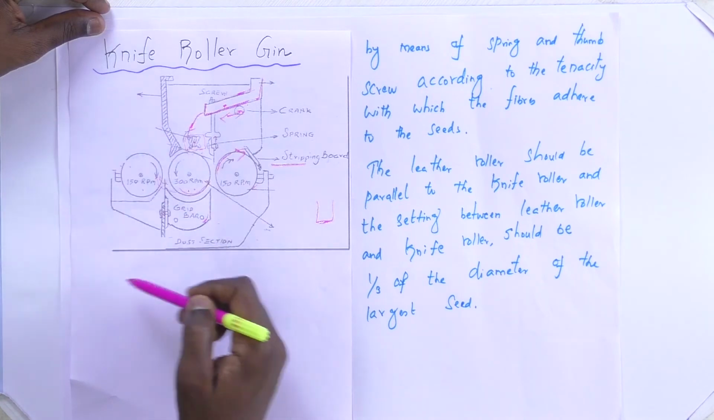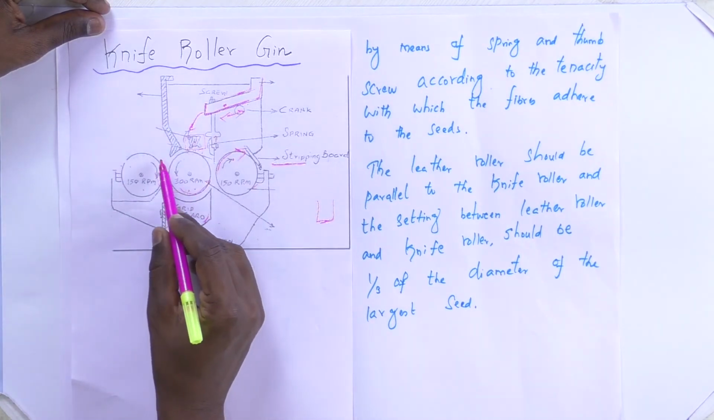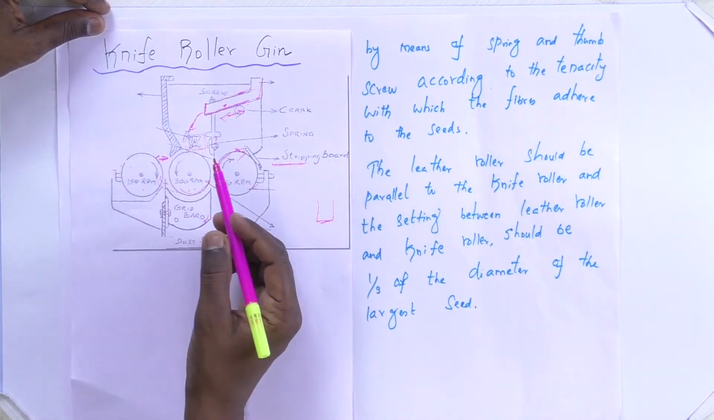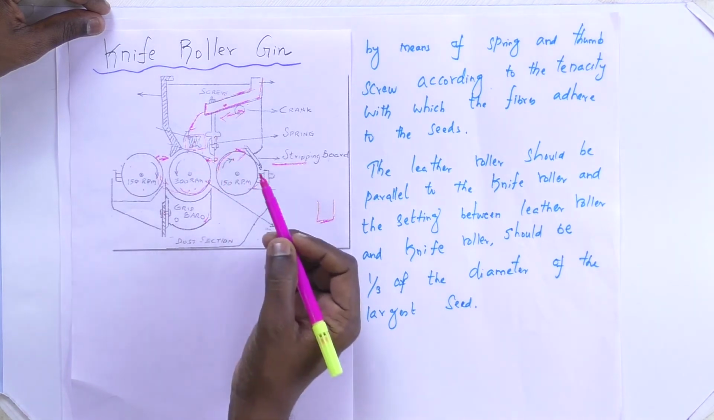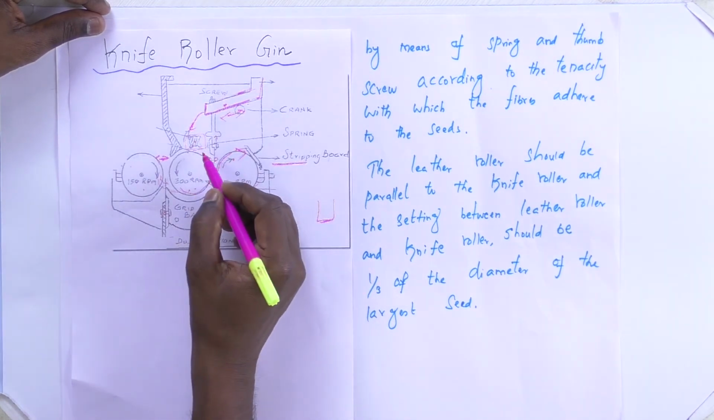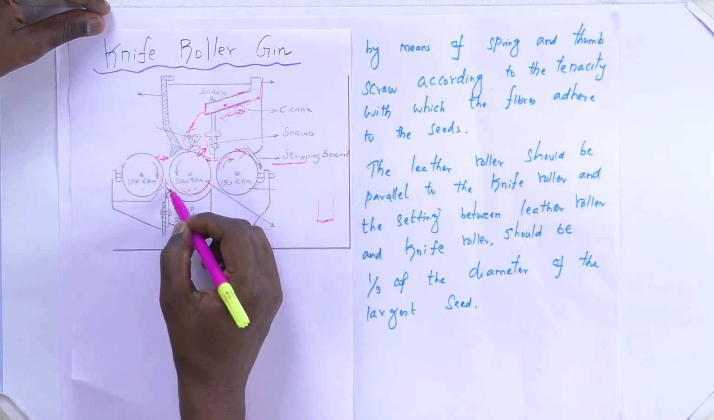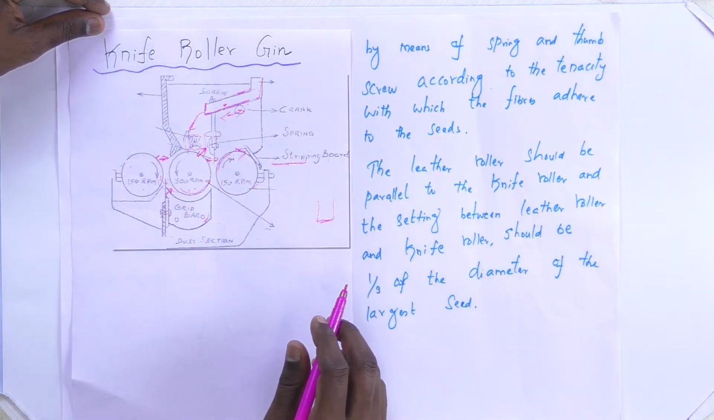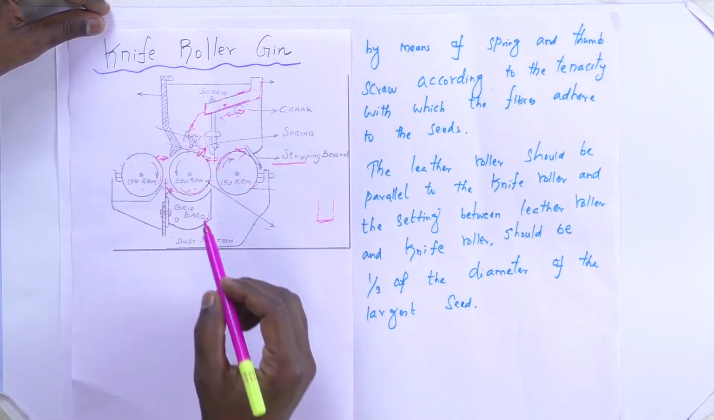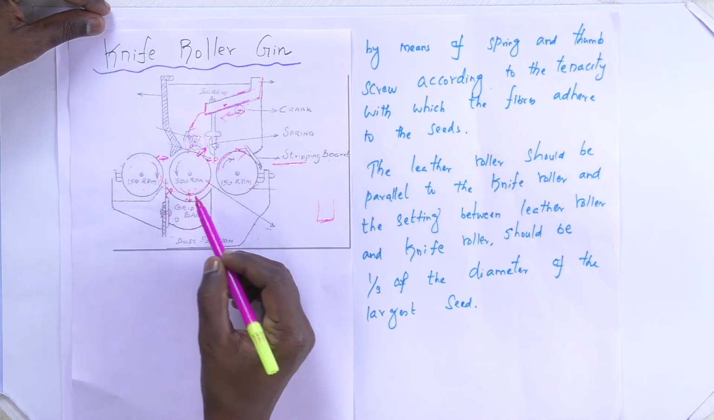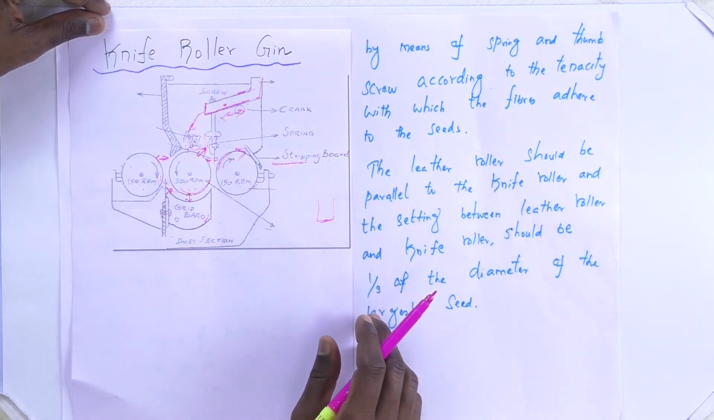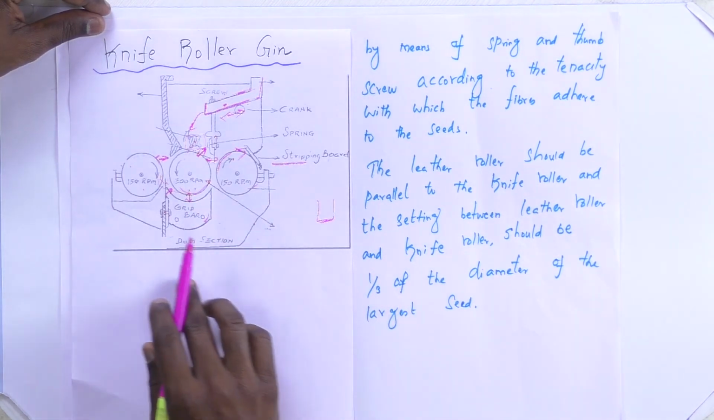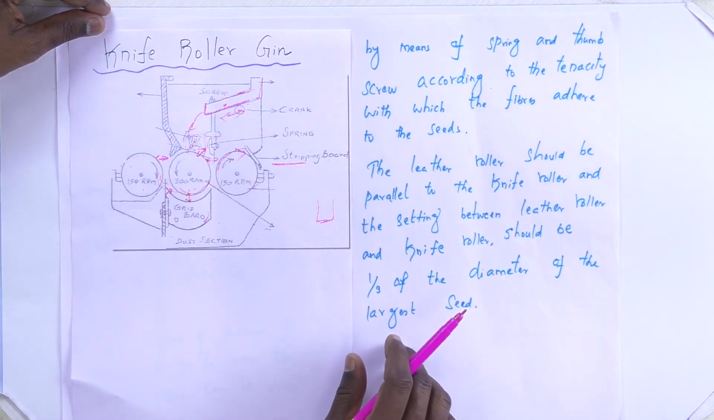What are the setting points? The diagram explains clearly: the gap between the knife roller and the leather roller is one setting. The gap between the doctor knife and the knife roller is another setting. The gap between the grid bar and the knife roller is a third setting. These are the important settings we have to cover while processing the knife roller ginning machine.